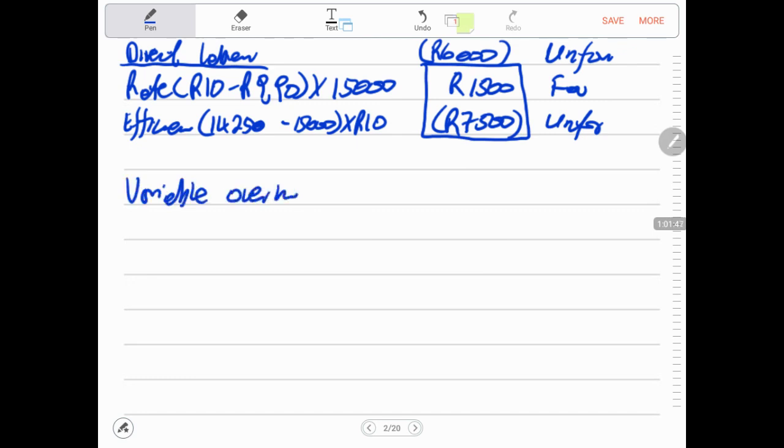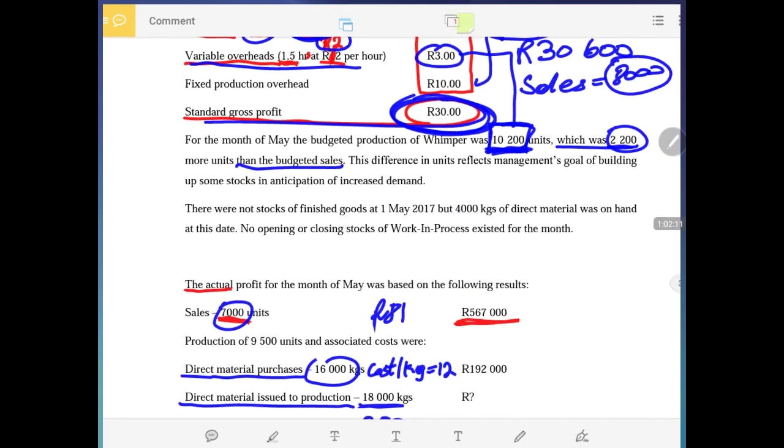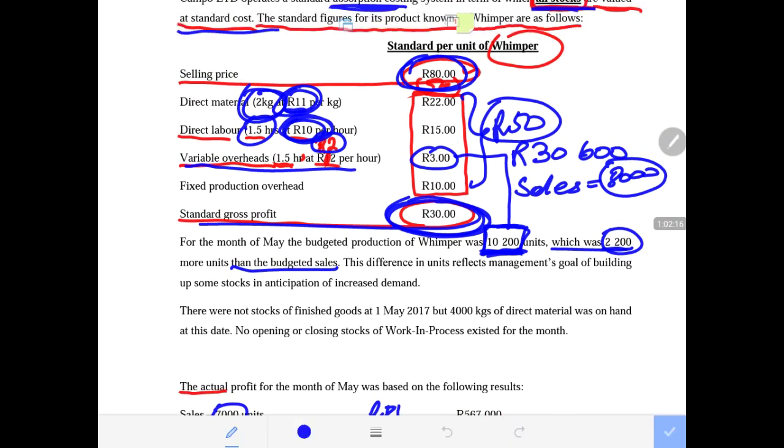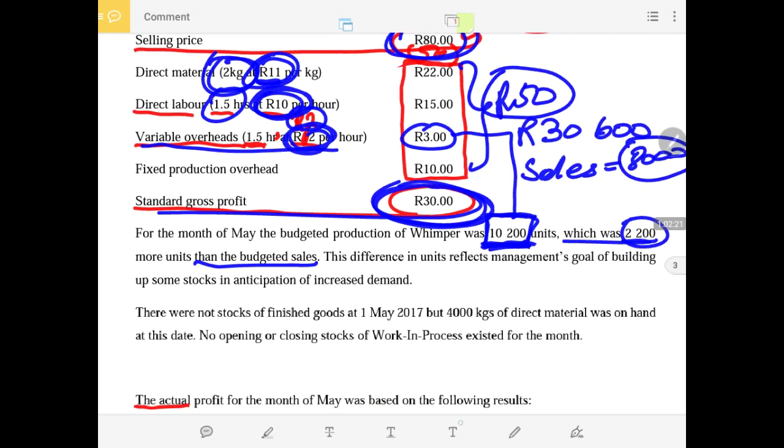Variance. Again, under variable overhead, I start with the rate. Standard rate was 2 rand, and actual rate was 2 rand 8 cents. Times this by actual hours of 15,000, because this is based on direct labor hours. Standard rate of my variable overheads per hour was 2 rand per hour. Remember that adjustment, 2 rand per hour.